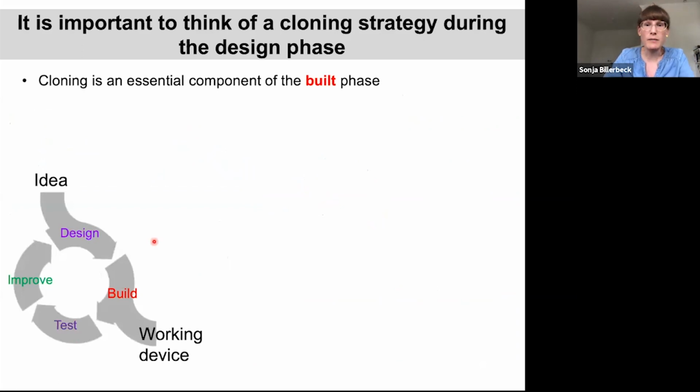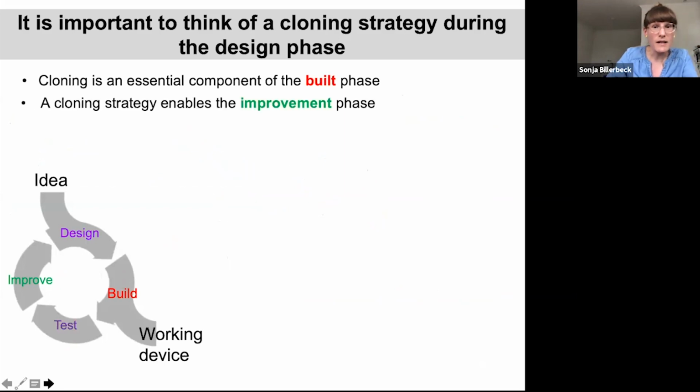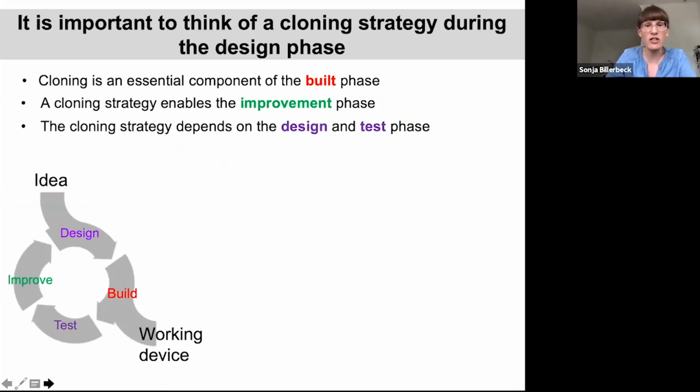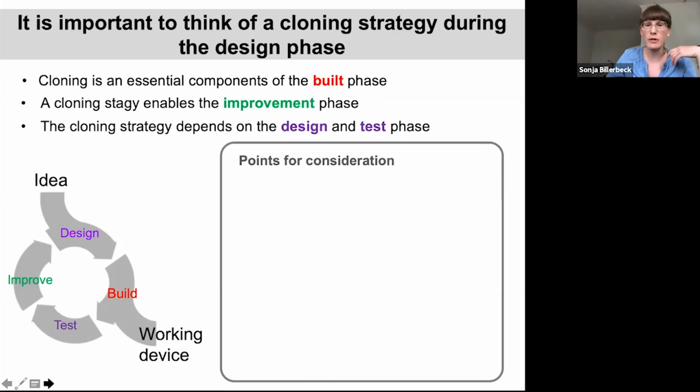So as I mentioned before, it is important to think of a cloning strategy during the design phase, because cloning is really an essential component of the build phase, and this is really just to hammer it in. And having a strategy in place really enables the improvement phase, and the cloning strategy depends on the design and also on the test phase. So this is just reiterating what I told you before, but I really have to put that on the slide.